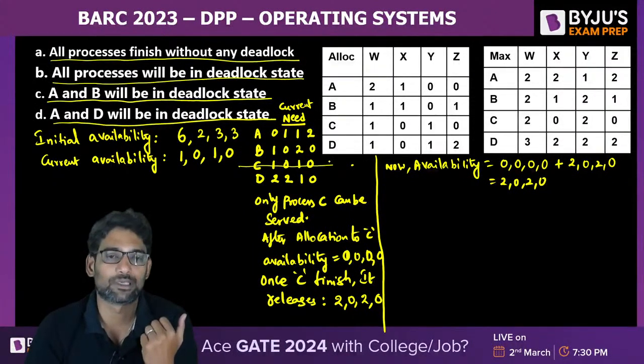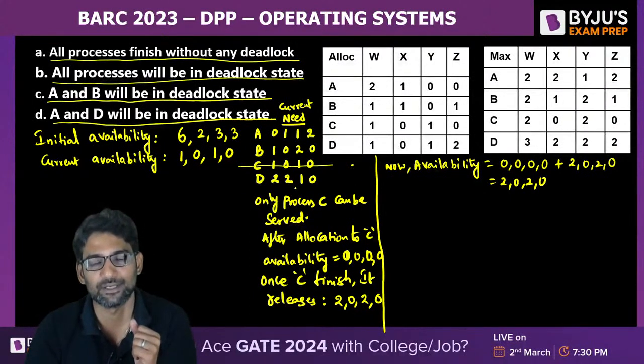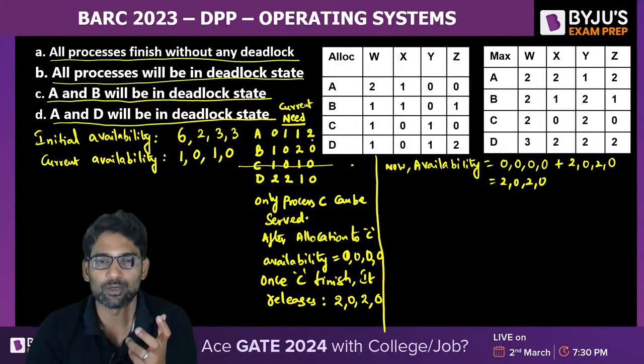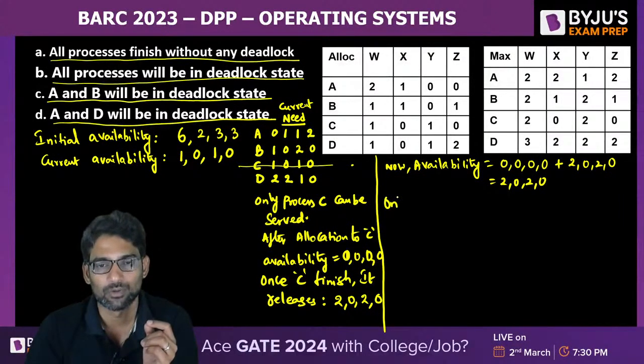So, C got completed. Now, as per the need and availability, whose request we can satisfy, you can check. A you cannot, because A is looking for 2Z, we have no Z, and D you can't, because D is looking for 2X, we have no X. So, B request we can satisfy. Now, only process B can be served.